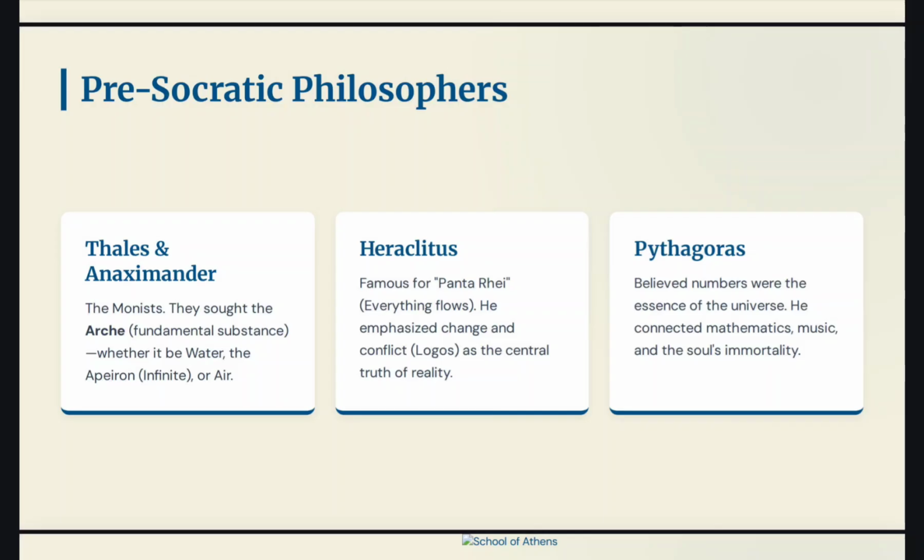Thales, the first philosopher, asked what is the basic substance of the universe, and he answered it is water. Everything is made of water: plants, animals, humans. And you know what? Anaximander disagreed. He said reality comes from something infinite. And yes, Anaximander is the pupil of Thales.